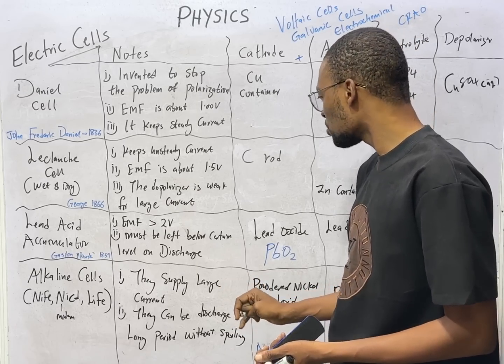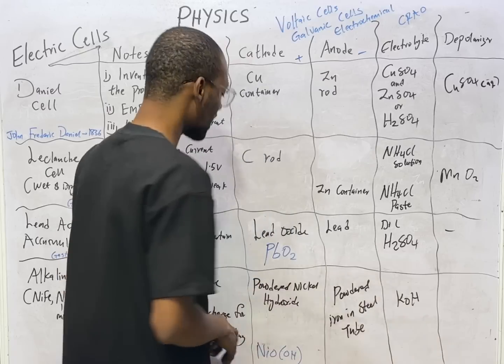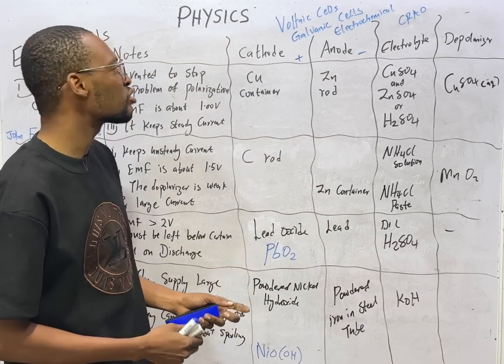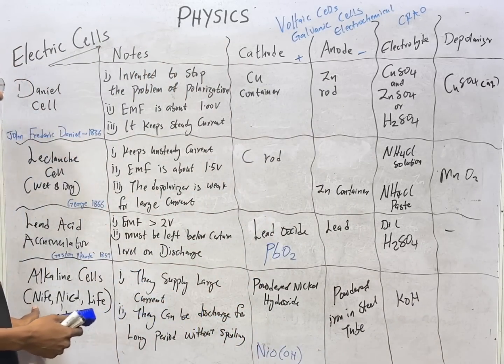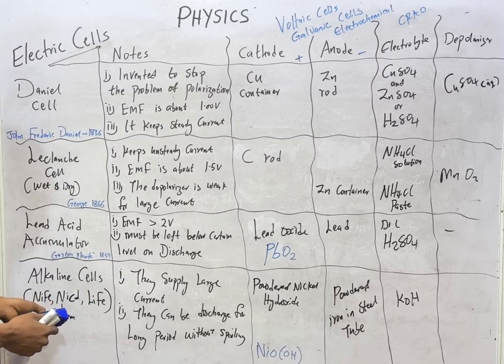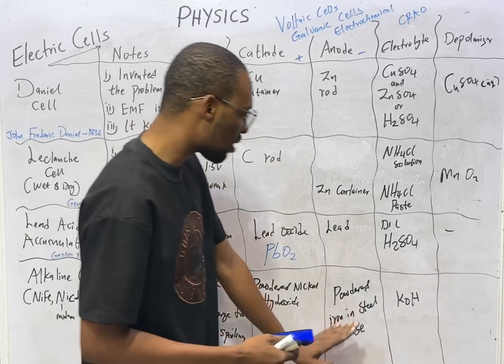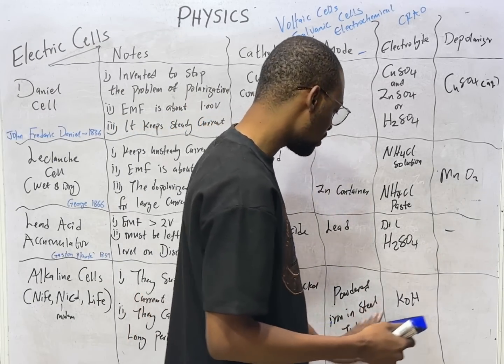For the alkaline cells, let's start with the nickel iron cell. The nickel iron battery, for the cathode, we have the powdered nickel hydroxide. That is what we use as cathode for the nickel iron cell, which is an alkaline cell. The cathode is powdered nickel hydroxide. While for the anode, we use powdered iron in steel tube.